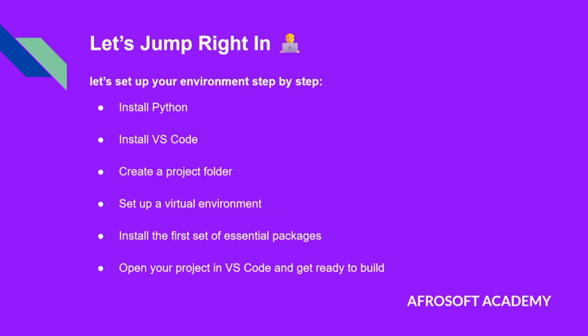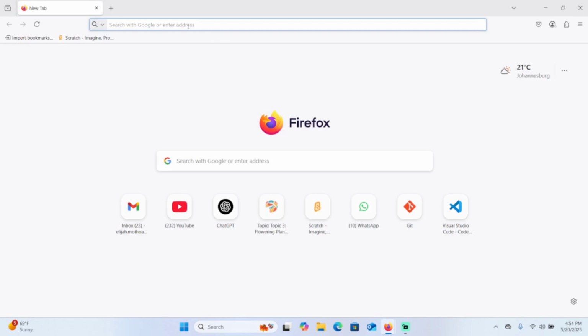Be ready, man. Don't be worried, don't be afraid. We got this. Let's set up your environment step by step. We're going to install Python, we're going to install VS Code, we're going to create a project folder. We're going to set up a virtual environment for your project. We're going to install the first set of tools and packages necessary to get you up and running. And lastly, you will open your project in VS Code and get ready to build. Let's go. We're going to start by installing Python.